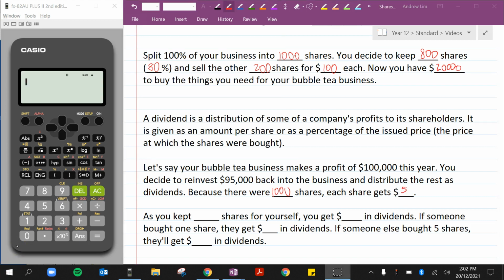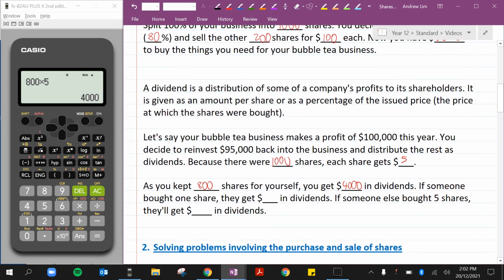So what does that mean? Well, if you kept the 800 shares for yourself, as we set up here, how much money will you get in dividends? Well, you get 800 times 5. You get $4,000 in dividends. You get to keep $4,000 of the profits for yourself. If someone bought just one share in your company, then they only get the $5 in dividends. If someone else bought 5 shares in your company, then they'll get 5 times 5, $25 worth of dividends.